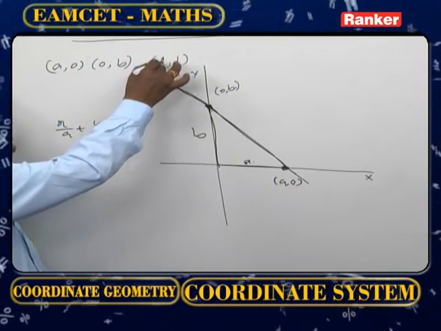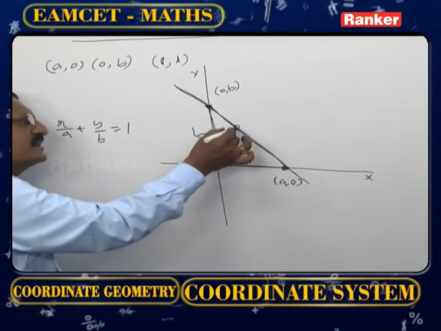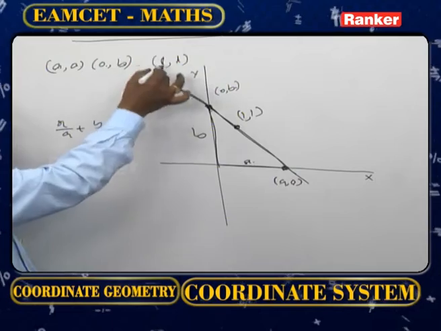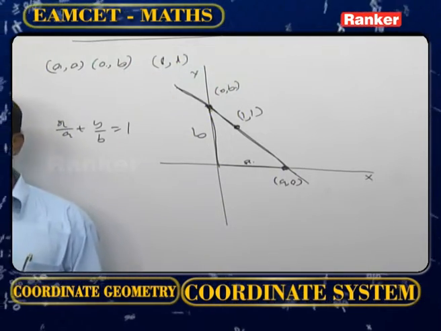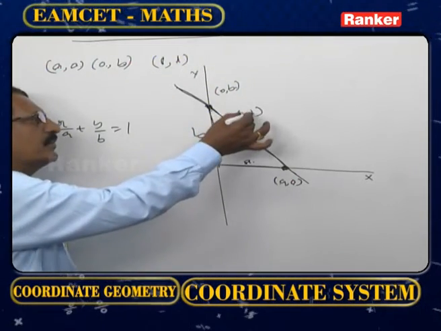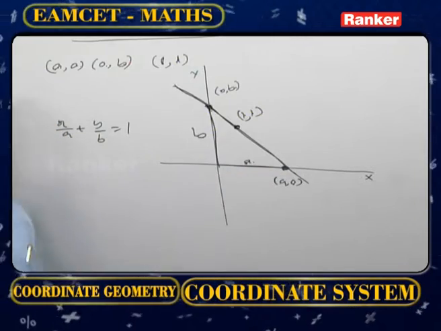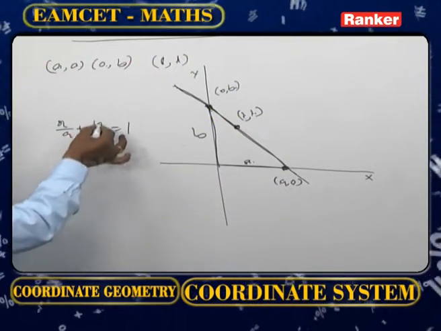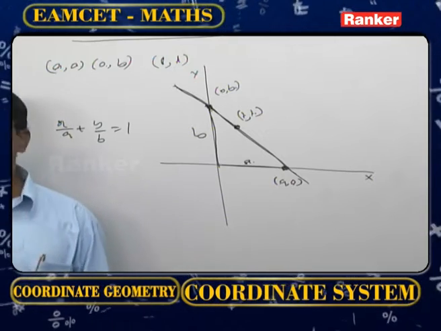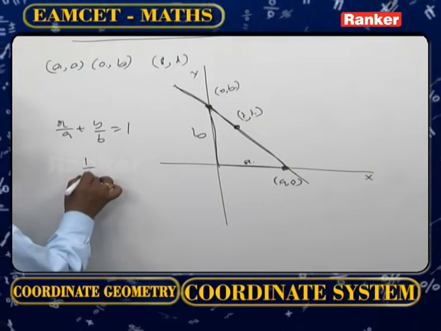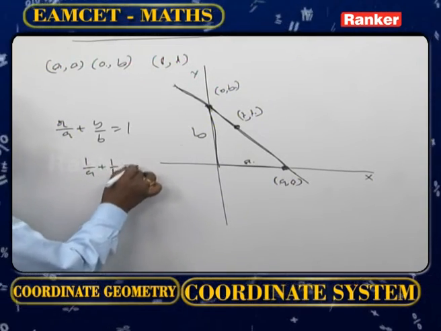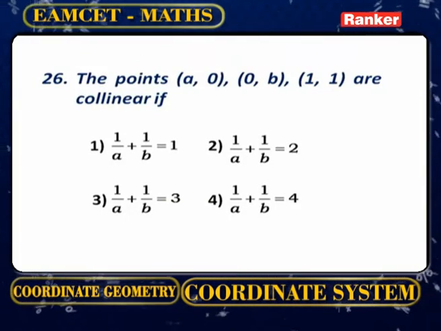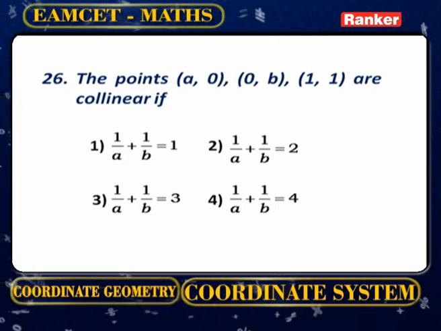But the third point 1 comma 1 also lies on the straight line, because the given points A comma 0, 0 comma B and 1 comma 1 are collinear. Now substitute the point 1 comma 1 in the equation of the line x by A plus y by B equals 1. Then 1 by A plus 1 by B equals 1. Now the required condition is 1 by A plus 1 by B equals 1. Then the first option is correct.